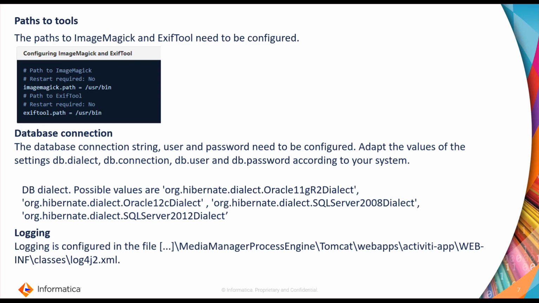Logging. Various logging parameters have been configured in the log4j2.xml file, which can be found in the below path. In case there comes a scenario where we need to add some debug loggers, then all the logging details or the loggers have to be placed in this particular file for Process Engine.